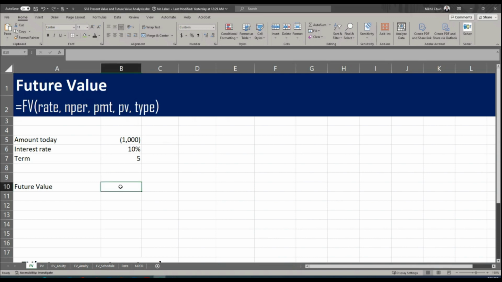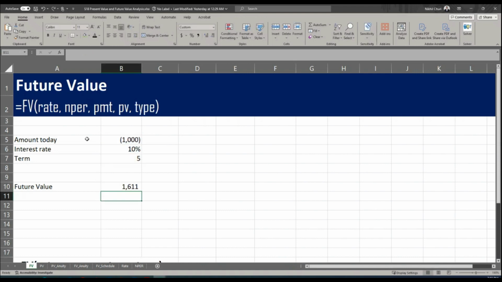I'm starting with equals FV, tab, and the formula starts. First I'm entering the rate, which is 10%, then a comma, then the term, that is 5, comma. Since we are going to ignore the payment, I'm going to add one more comma, which means I'm ignoring this part and moving to the next one. My present value, the amount today, is 1000. Then I'm going to ignore type, so I'll close the bracket and press enter.